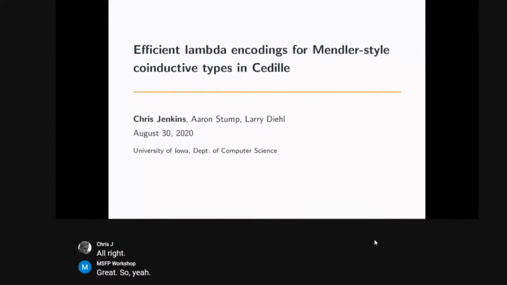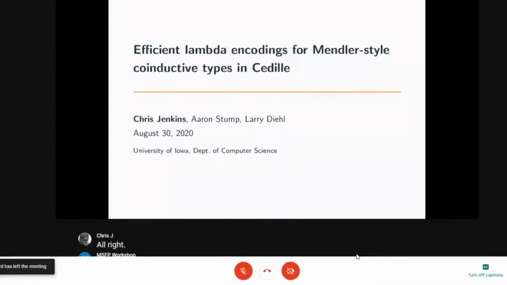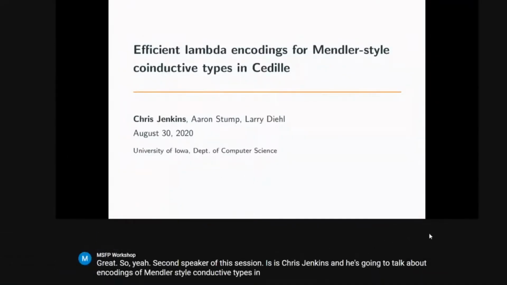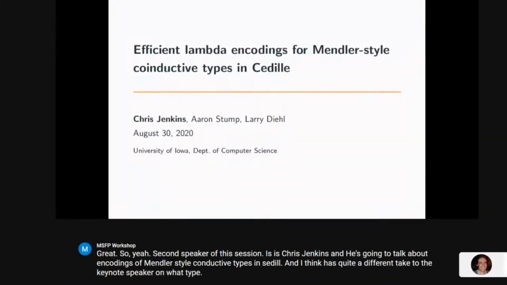Second speaker of this session is Chris Jenkins, and he's going to talk about encodings of Mendler-style coinductive types in Cedille, and I think has quite a different take to the keynote speaker on what types look like. So I'm looking forward to this. All right, thank you very much.